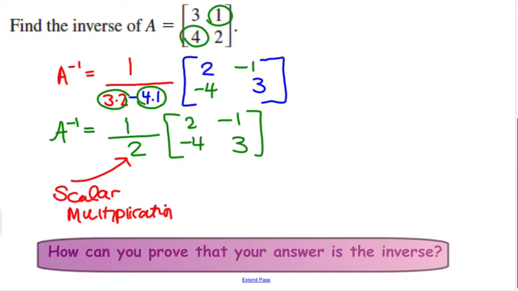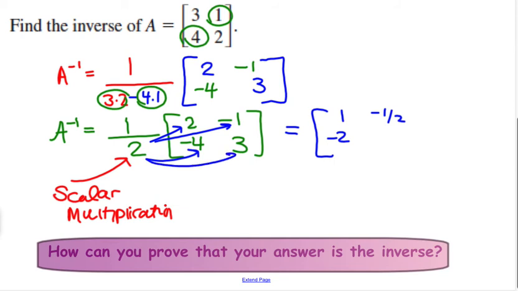So you would take 1/2 times 2. So 1/2 times 2 is 1. Then you take 1/2 times negative 1, which is negative 1/2. And then 1/2 times negative 4 is negative 2. And then 1/2 times 3 is 3/2. So our new matrix, that's our inverse of A, is below.